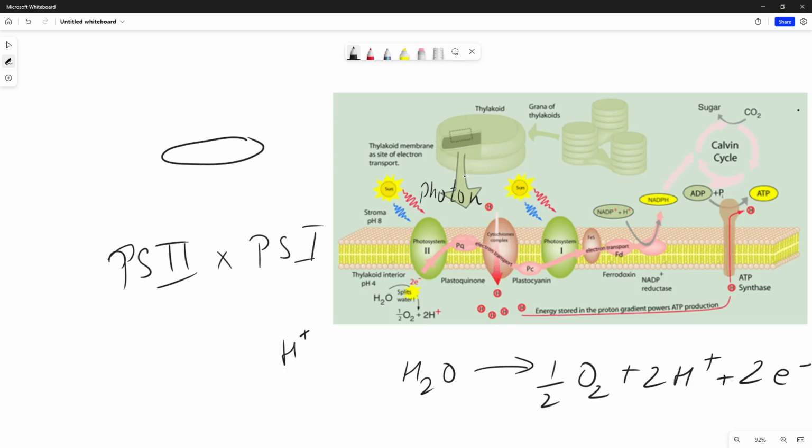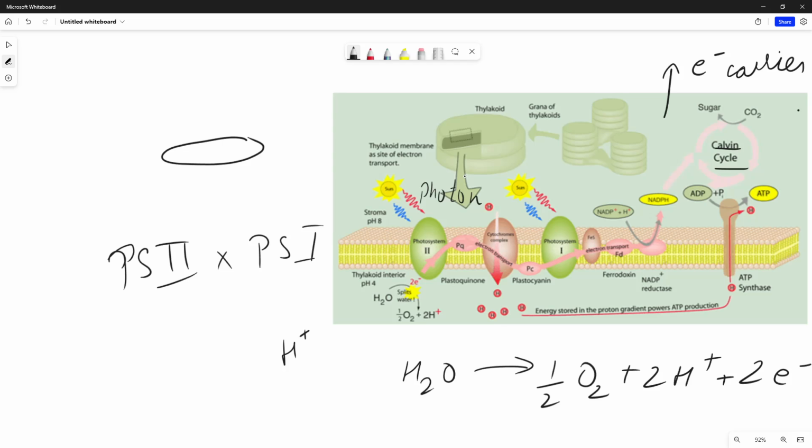And what happens in photosystem 1 is NADPH and hydrogen produces NADPH, which we talked about before as an electron carrier, and this will be important in the light independent reaction, the Calvin cycle, as we call it.